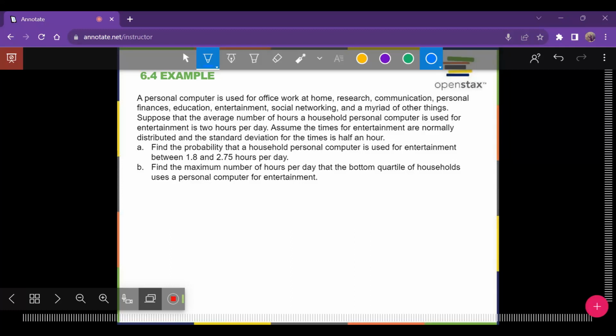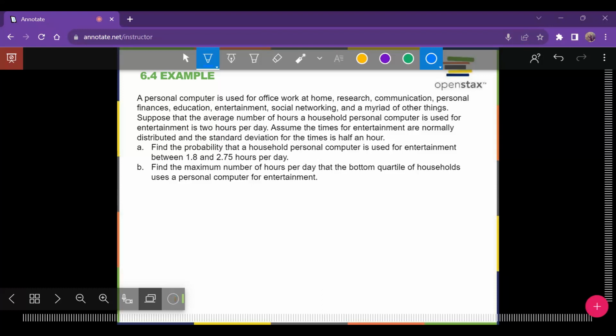All right. A personal computer is used for office work at home, research, communication, personal finance, education, entertainment, social networking, and a myriad of other things. Suppose that the average number of hours a household personal computer is used for entertainment is 2 hours per day. Assume the times for entertainment are normally distributed, and the standard deviation for the time is half an hour. Find the probability that a household personal computer is used for entertainment between 1.8 and 2.75 hours.